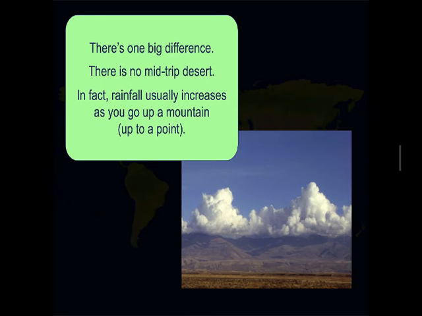There's one big difference. There is no mid-trip desert. In fact, rainfall usually increases as you go up a mountain, up to a point.